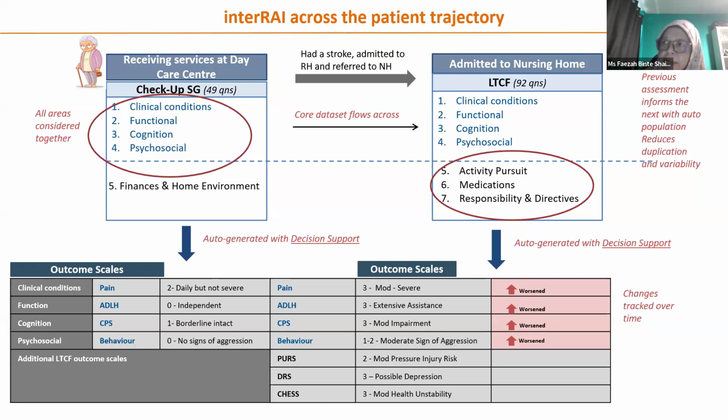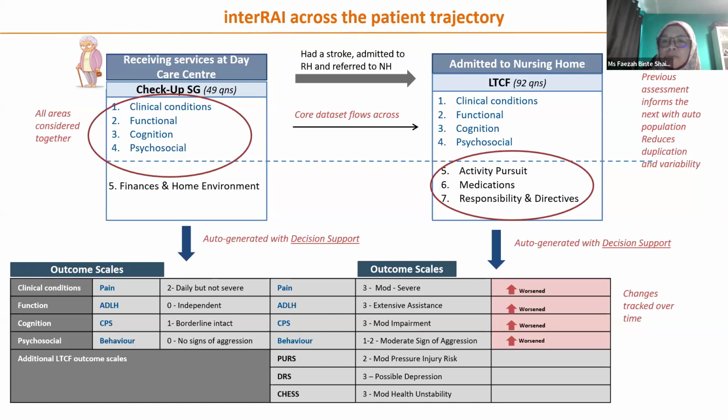However, our elderly person actually got worse. She had a stroke, and then she went into the hospital, but family couldn't take care of her because I think she lives with a son, and therefore she was admitted to a nursing home, and it happened that the nursing home she went to was our pilot site.